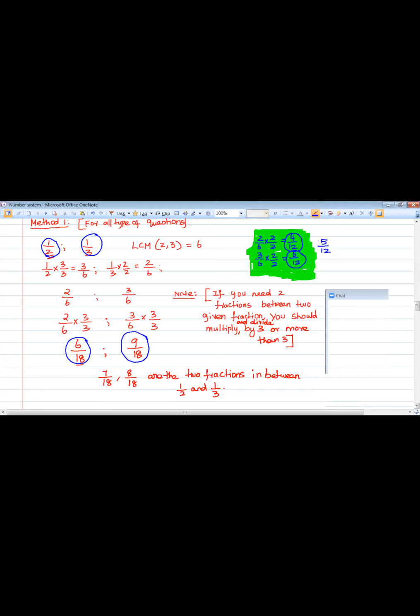So this is 5 by 12. You can find only one fraction in between if you multiply by 2. That's why we multiply with 3 minimum. Do you all understand clearly? Okay.